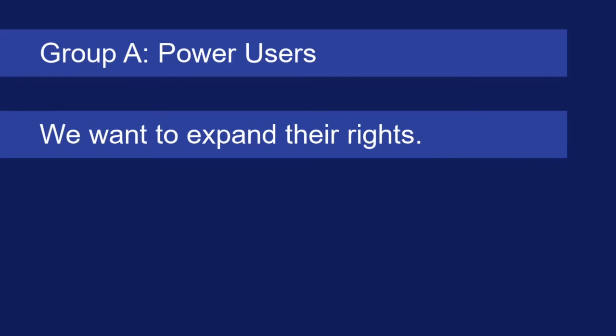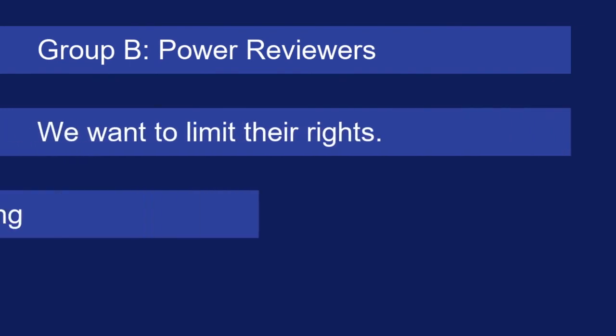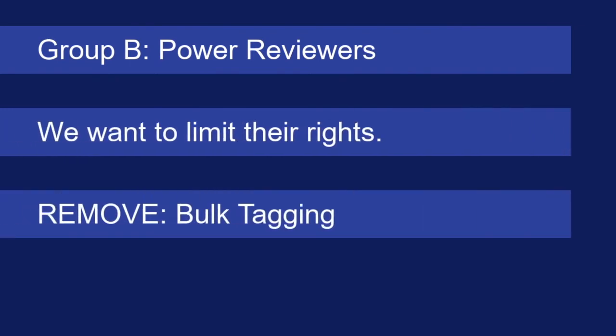We want to expand this group's rights and allow them to manage review batches and batching templates, as well as being able to download from the exports and jobs pages. Group B is assigned a power reviewer role. We want to limit this group's rights and restrict them from bulk tagging.